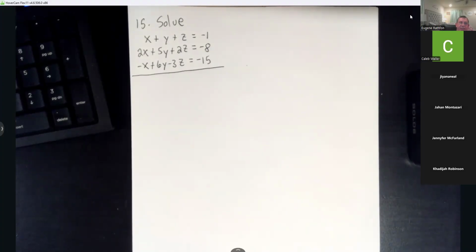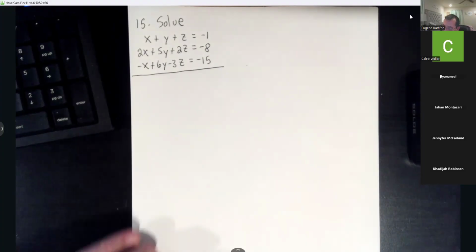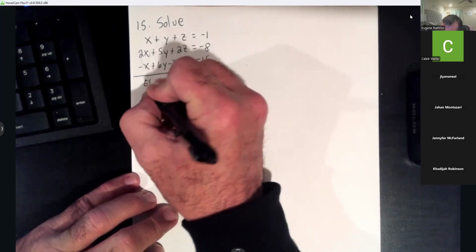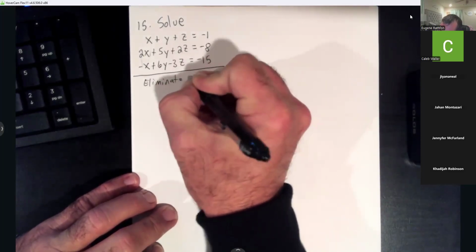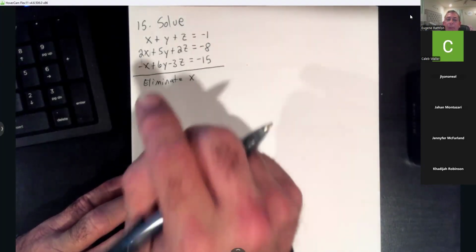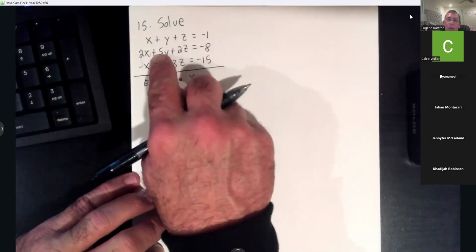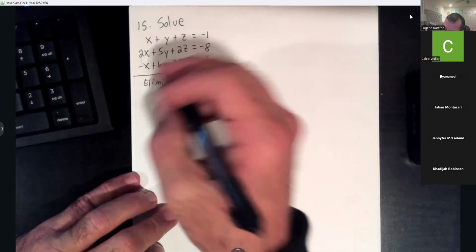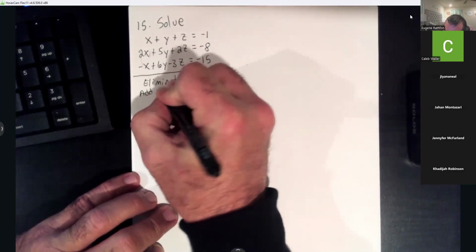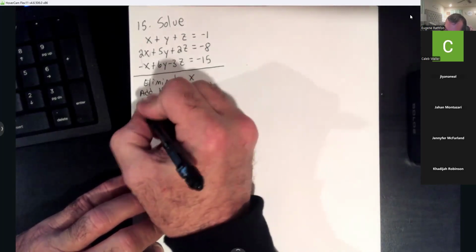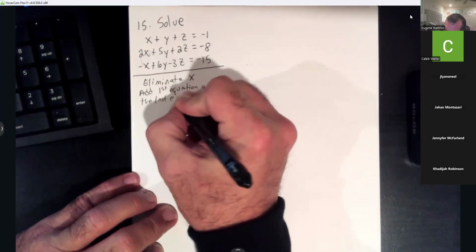And now this is a system of three variables. So we're going to start eliminating. On mine, I'm going to eliminate that x. Now remember, I got to add 2 rows at a time, but all 3 rows have to be used. So first, I'm going to add the first equation and the last equation.